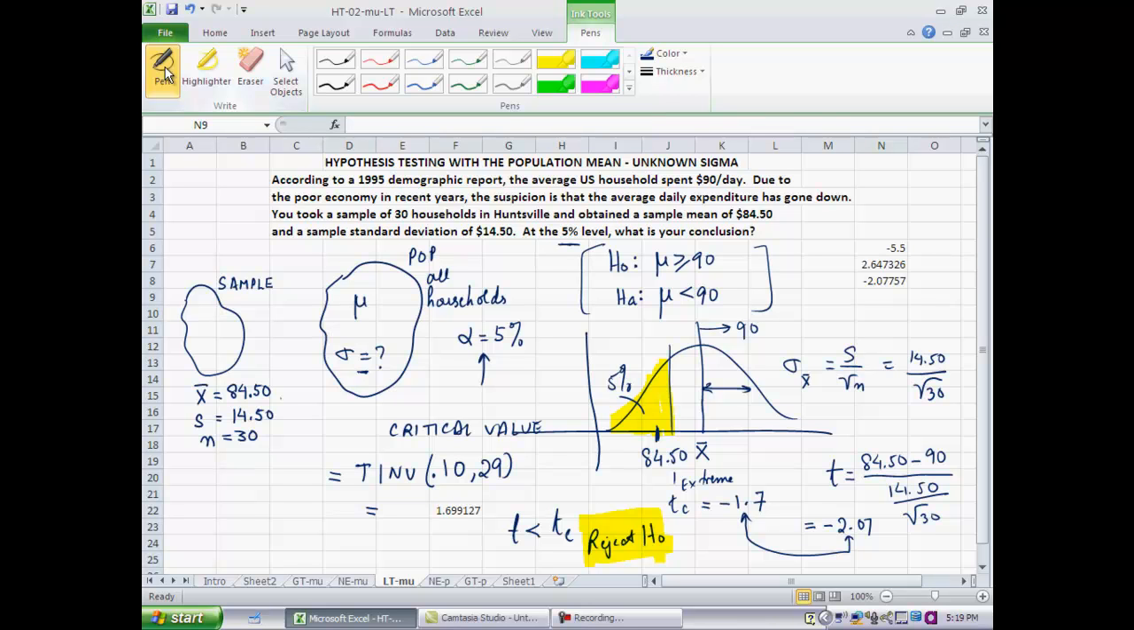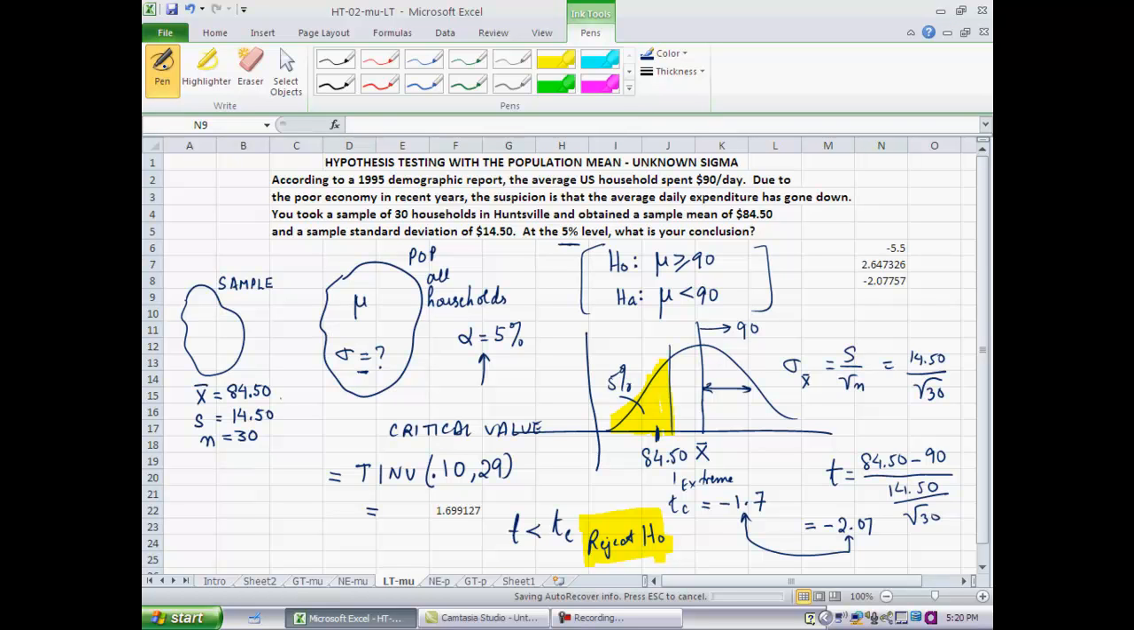Of course, subject to that assumption that there is still a small probability that we made a mistake, but it's highly unlikely. If I'm willing to accept a 5% chance of making the wrong call, that is saying that the null is false when in fact it is true, if I'm willing to accept a 5% chance of making that mistake, then I'm in good shape here. I would say reject the null. So I would reject the null and end up saying that the average daily expenditure has gone down.